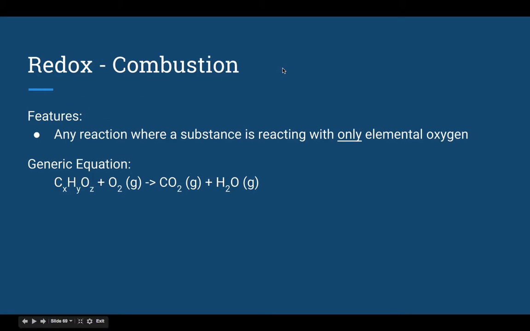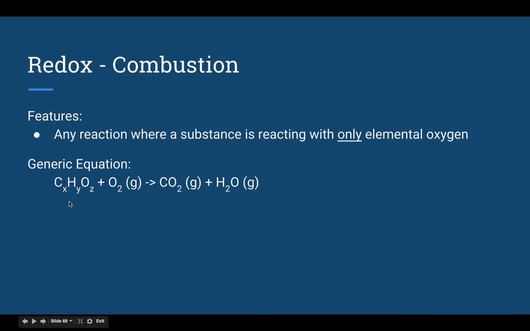The last one we're going to talk about here is a combustion reaction. A combustion reaction is any reaction where you take a substance and react it with just elemental oxygen. Most commonly, we're going to see compounds containing carbon, hydrogen, and maybe oxygen, with some ratios X, Y, and Z, that are going to react with oxygen. Oxygen is a really reactive compound, so it's going to try to stick to carbon and hydrogen as much as it can. The most it can do is form these two compounds here, carbon dioxide and water.